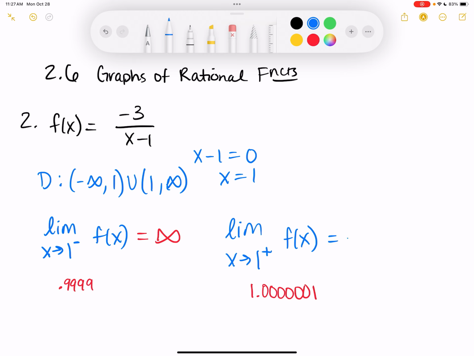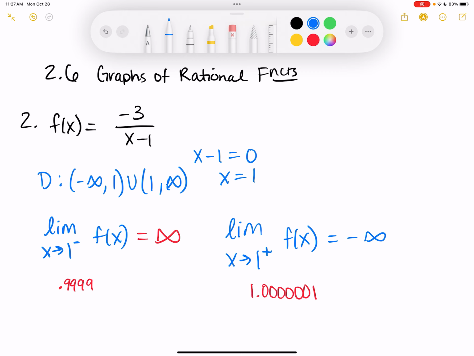Negative infinity. So if you need to see it, it's a really big negative number, essentially. So that's what we're looking for on those as far as what's happening.